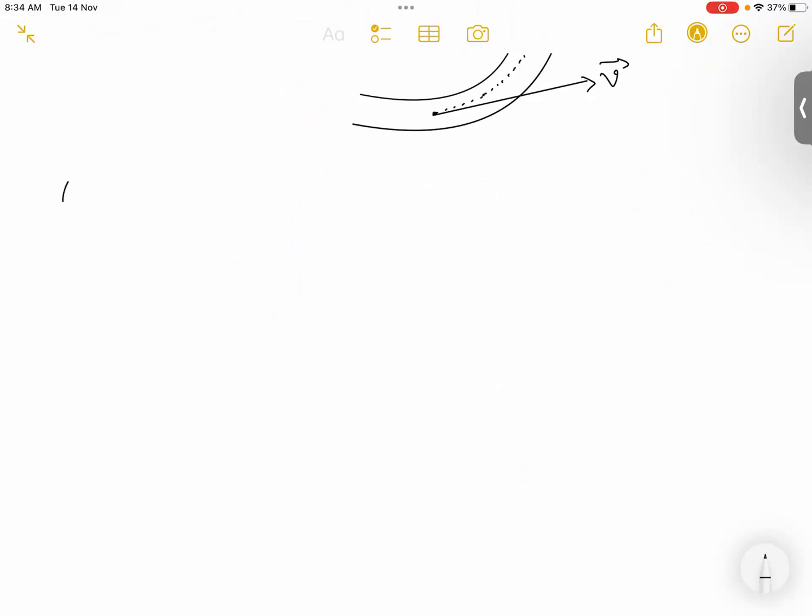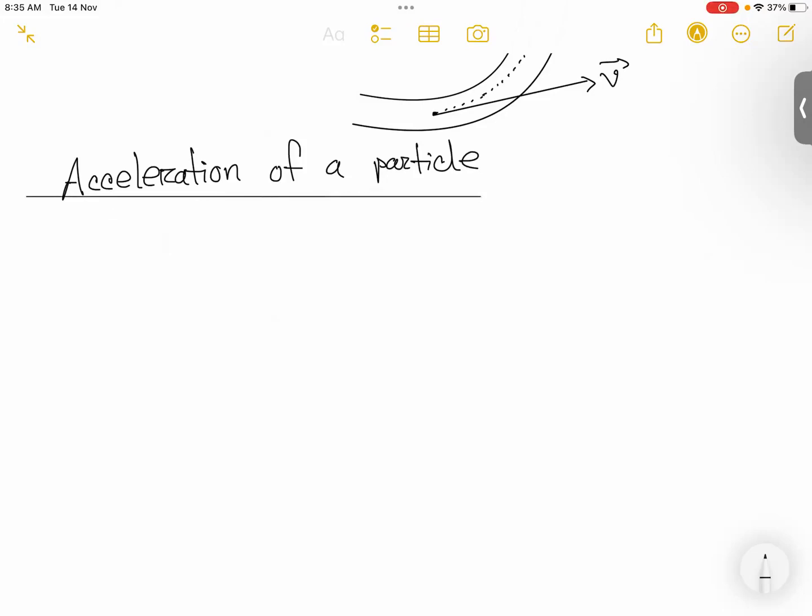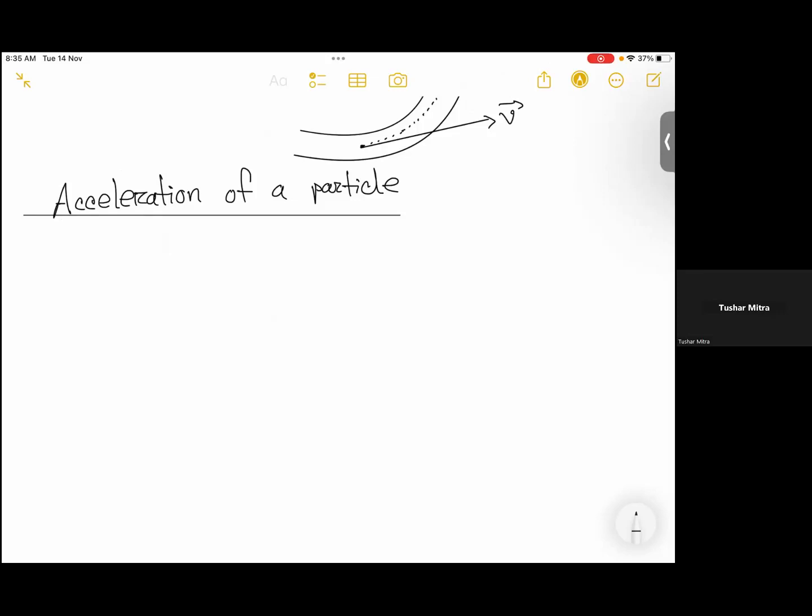So now let's talk about the acceleration in circular motion. We talked about the position and velocity of the particle. Now the thing that is left is the acceleration of the particle. So now, how do we calculate the acceleration of this particle? Again, acceleration is nothing but dv dt from our kinematics.